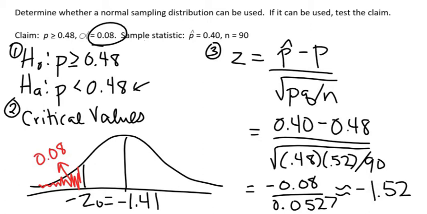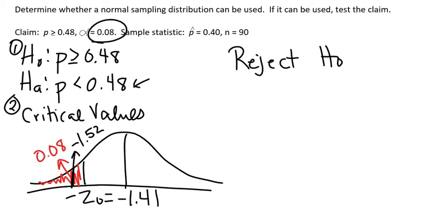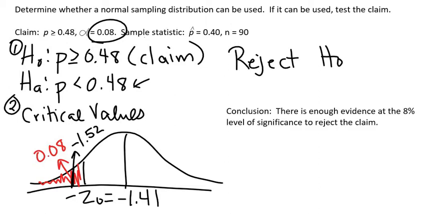When I go and plot this on my standard normal curve, notice that I'm plotting it in the rejection region. So this means that I'm going to reject my null hypothesis. So what does that mean? Remember that the claim was the null hypothesis. Therefore, we're rejecting the null hypothesis. So my conclusion is that there is enough evidence at the 8% level of significance to reject the claim.